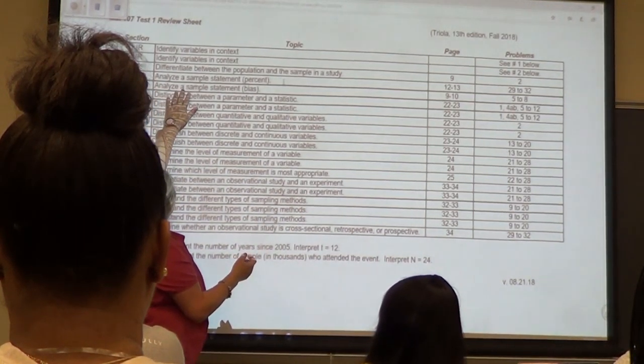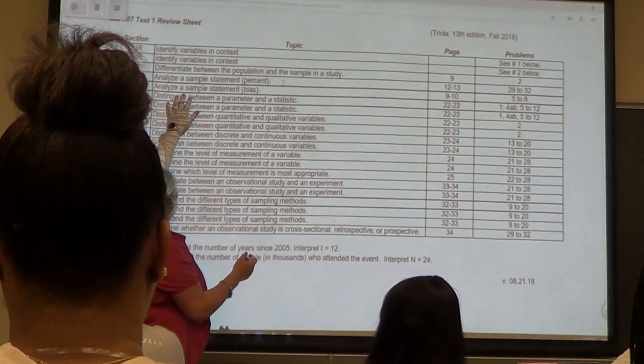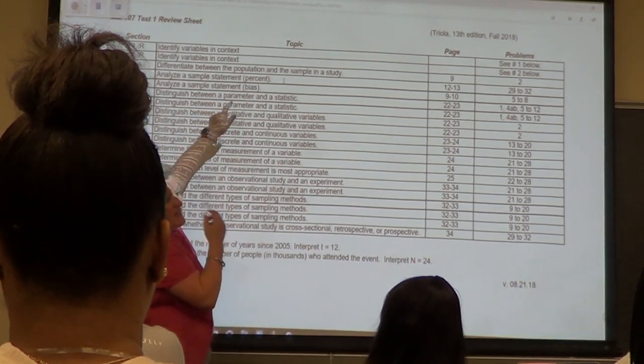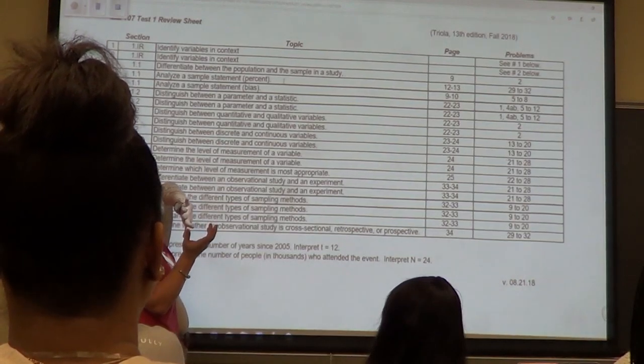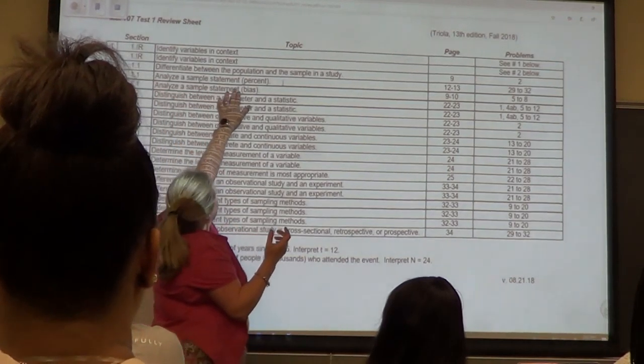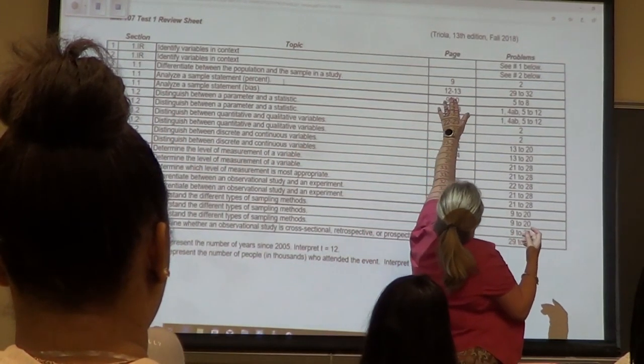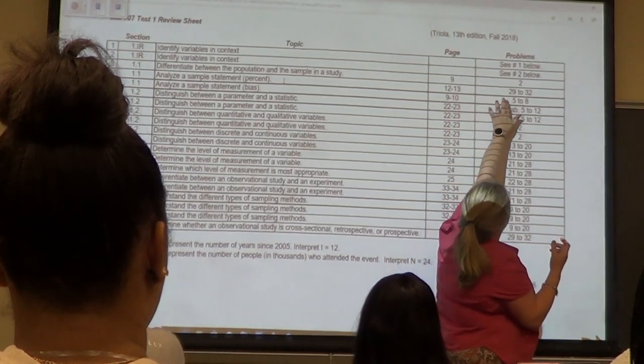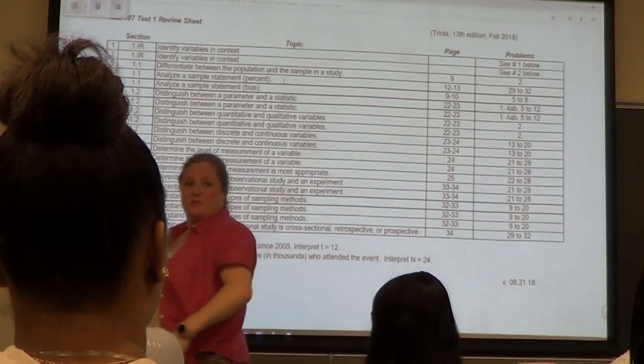Analyze a sample statement about bias and percent. Now, if you're going, I don't really know what she's talking about, if you come over to the side, it says pages 12 and 13, 29 to 32. Y'all don't have a book.